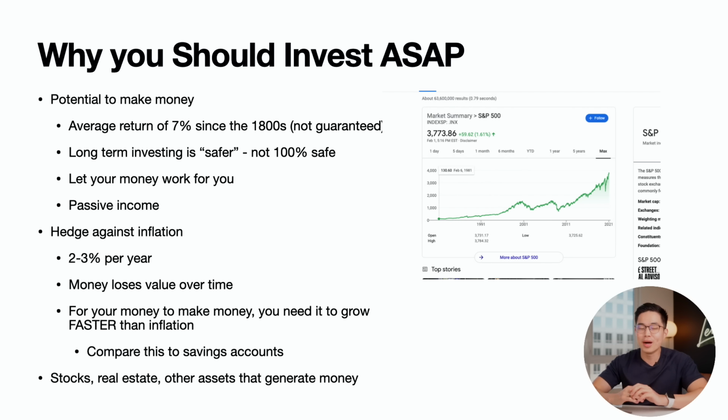So let's first talk about why you should invest in the stock market ASAP. There's a lot of potential to make money in the stock market. Since the 1800s, we've seen that the average return on your investment happens to be around 7% per year. And this is not guaranteed. This is just based on the past, so it doesn't guarantee that this is going to happen in the future. But looking at these types of returns, that's pretty good. That's a lot better than having your money sit in a bank account and not really getting any interest.